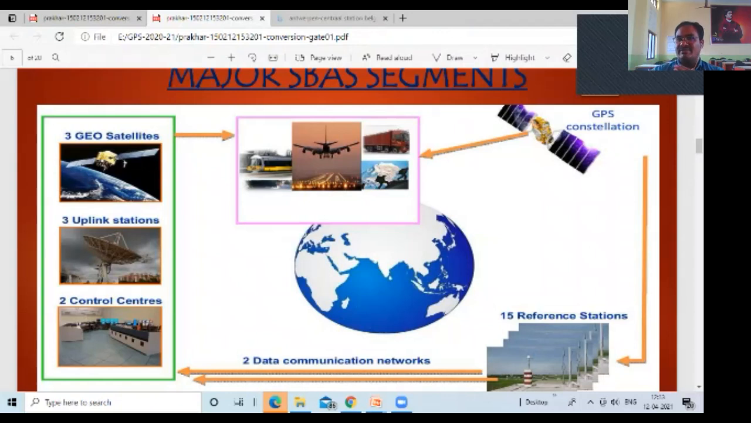That is, it is using 15 reference stations and 2 control stations instead of a single control station, that is the master control station, and 3 uplink stations and 3 geo satellites. So this will improve the quality, and it will give exact quantitative measures of the navigation process. So remember, this question was asked last year: explain the GAGAN architecture.